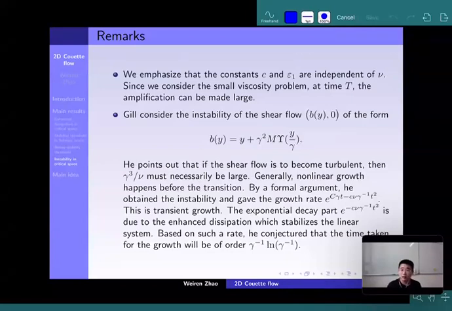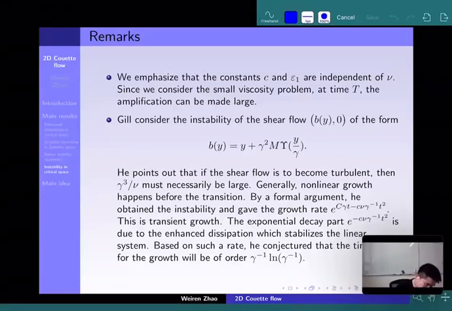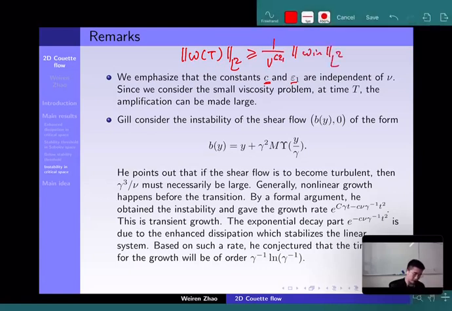Okay, so let's make some comments about our instability result, then we move to the idea of the proof. The first remark is about the size, the constant. In our previous result, we obtained that omega t in L2 at time t is greater than 1 over nu to the c epsilon 1 times the initial data. We say that this c and this epsilon are independent of nu, and nu is a very small constant. So this gives you a very large amplification, which gives you the instability, and which also says that enhanced dissipation fails, right? Enhanced dissipation fails.